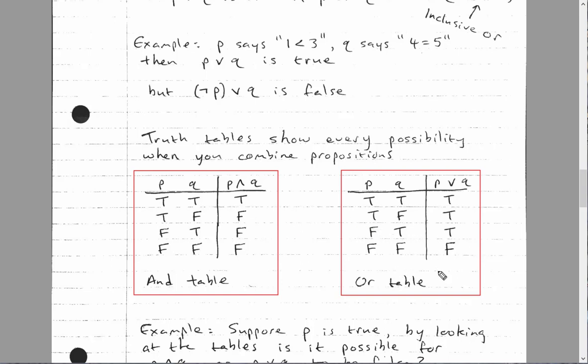And or looks different. Well, the first piece here, we're setting it up the same way, listing the possibilities for P and Q. But the third column is different. So P or Q is true in more cases, every case except when P and Q are both false. Okay, so these tables may be the best way to see what these operations are doing.